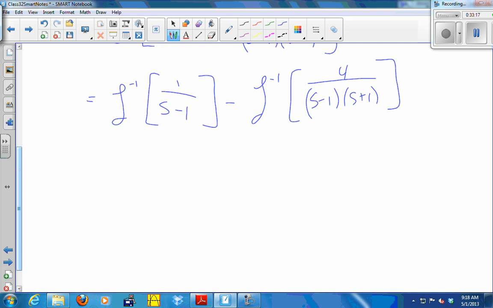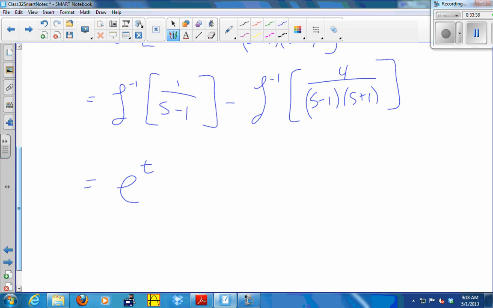Okay, so this guy, can you think of a function whose Laplace transform is 1 over s minus 1? Close. e to the minus t. Sorry, no, it's e to the t. 1 over s minus a is the Laplace transform of e to the at. So this is e to the t.